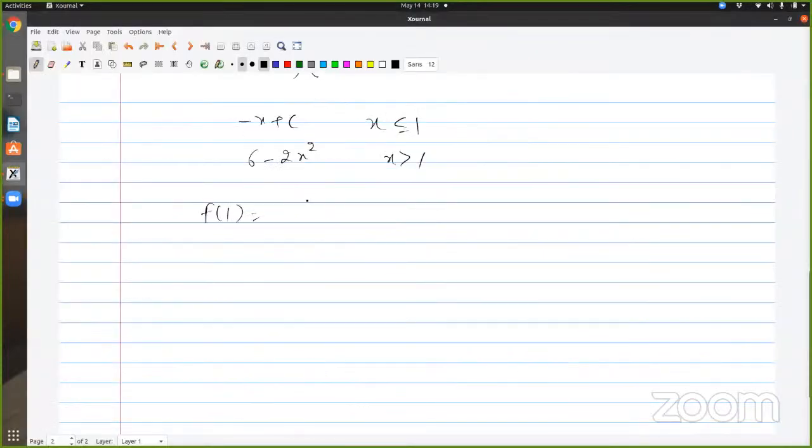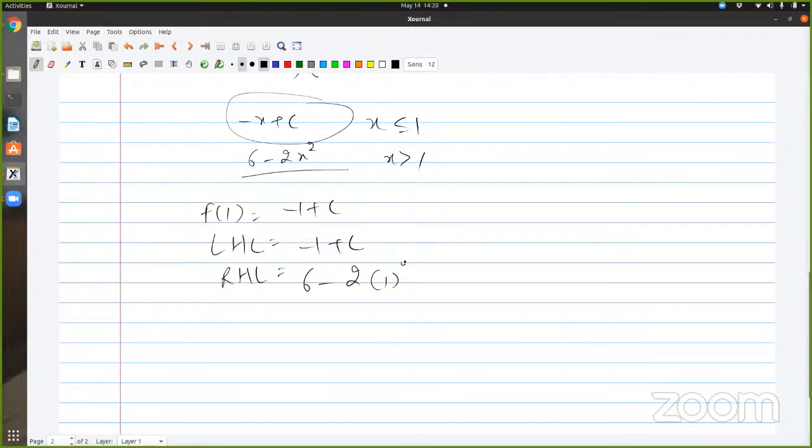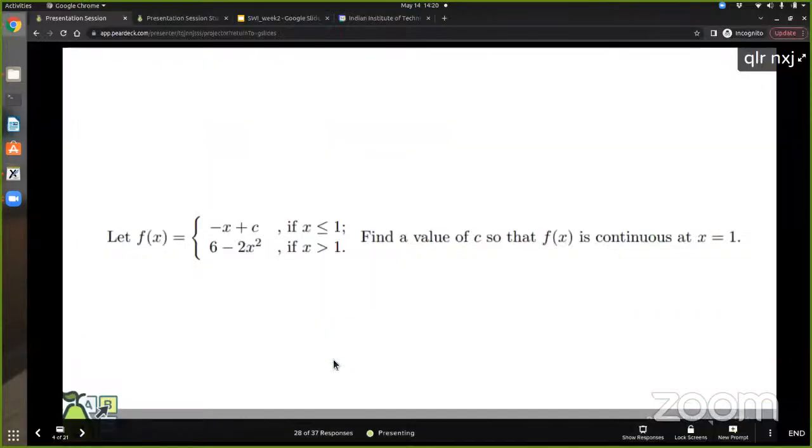So f of 1, we'll use this thing, and putting x is equal to 1, we get minus 1 plus c. Left hand limit will also be the same, correct? Right hand limit, x is greater than 1, this is what you will be using. 6 minus 2x square, you put x is equal to 1. So this is what you get. Now, in order for the function to be continuous at x is equal to 1, these should be equal, which means minus 1 plus c should be equal to 4, c should be equal to 5. Simple, right? I hope those who entered the incorrect answer have seen your mistakes.